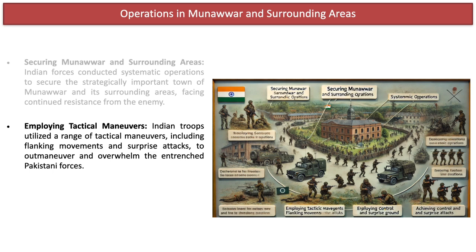And this is what made the operations in Munawar and the surrounding areas so successful. The Indian army didn't rely on sheer force. They used strategy, cunning, and tactical flexibility to achieve their objectives. They demonstrated that victory does not just come from strength, it comes from smart decision making, from knowing when to attack and when to hold back, and from always staying one step ahead of the enemy. This is the classic example of how the Indian forces excelled in using tactical maneuvers to outmaneuver and overwhelm their opponents.